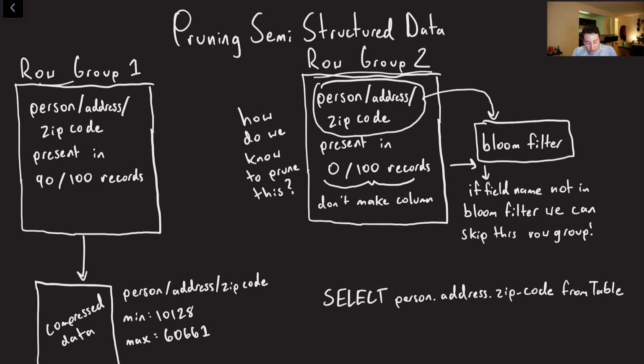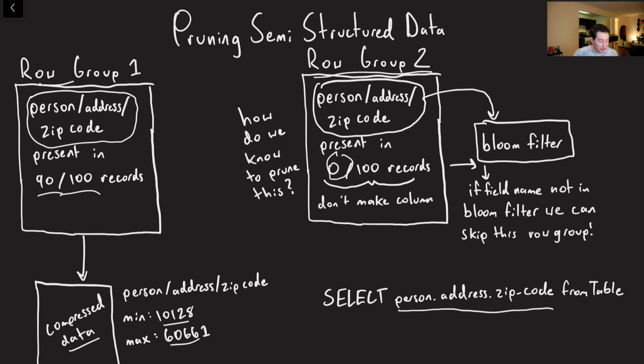Imagine we've got two row groups, same idea as before, and we care about the field person/address/zip code. Now in row group 1, it's present in the majority of records. In row group 2, it's never present, right? 0 out of 100 records. So in row group 1, we're going to extract that out into its own compressed data. It's got its own file. Let's say these are the zip codes. We'll compute a min and a max for it. This is going to make scans over this data a lot faster when we care about the value of the zip code field. In row group 2, we're obviously not going to extract it because it literally doesn't even exist in that data.